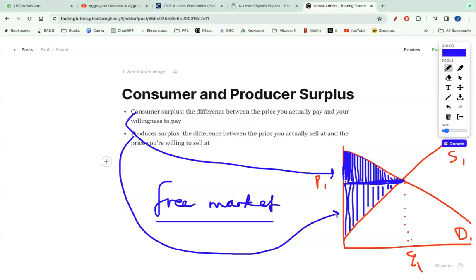But the bit that people often forget is the benefit of the free market. This is one of the main benefits, the fact that consumer surplus and producer surplus are being maximized. But yeah, there's both sides to it.